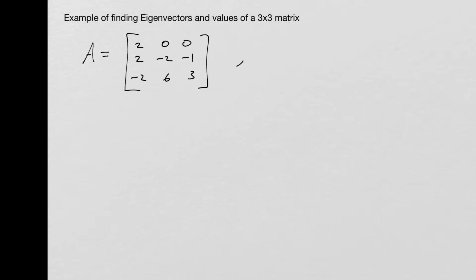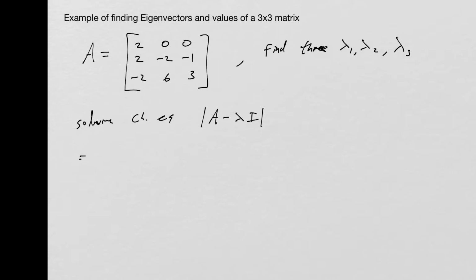So we know that we need to find the three eigenvalues of this matrix, lambda 1, lambda 2, and lambda 3. And we're going to do it by solving the characteristic equation, which is the determinant of A minus lambda I, which is going to be equal to 2 minus lambda, negative 2 minus lambda, and 3 minus lambda.